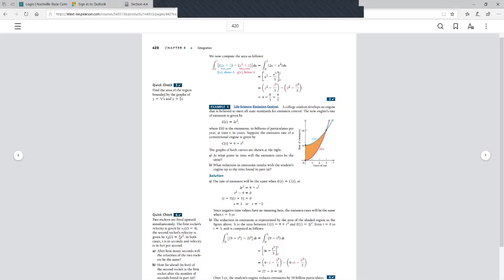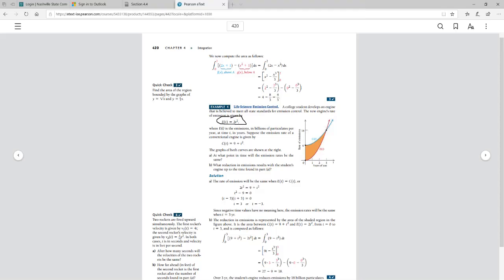Let's look at an example where we actually apply this concept. Example 4 talks about emission control. A college student develops an engine that is believed to meet all state standards for emission control. The new engine's rate of emission is given by this formula here, where E of t is the emissions in billions of particles per year at time t, and t is in years. Suppose the emission rate of a conventional engine is given by C of t is equal to 9 plus t squared.